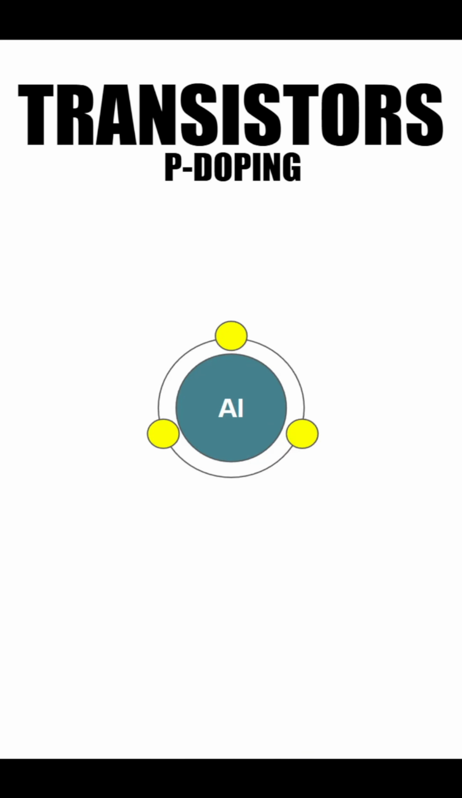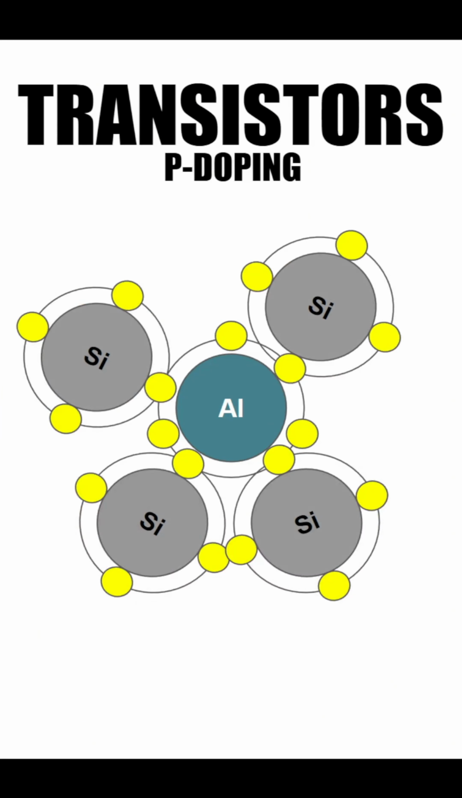The next type of doping is called P-doping, and for P-doping we will use an atom that has 3 electrons in its valence shell. Let's use aluminum. As you can see here, when aluminum combines with the 4 silicon, it's missing an electron. And this means that whenever an electron passes by, the aluminum will try and take it in to fill its valence shell.